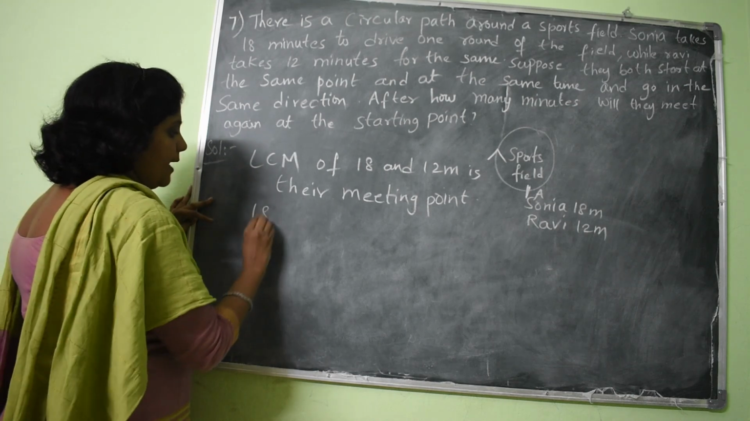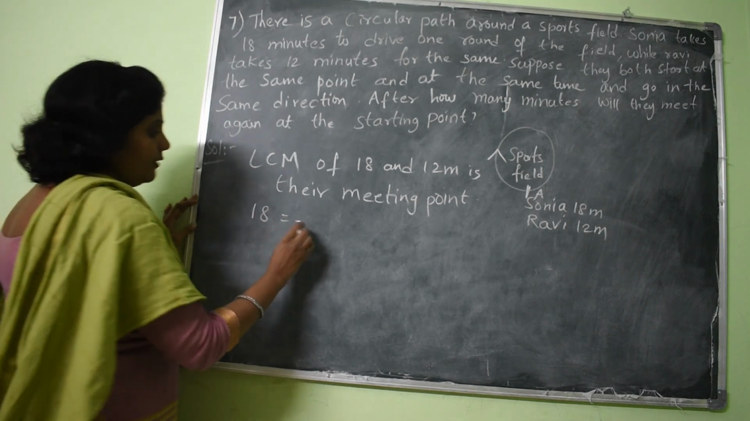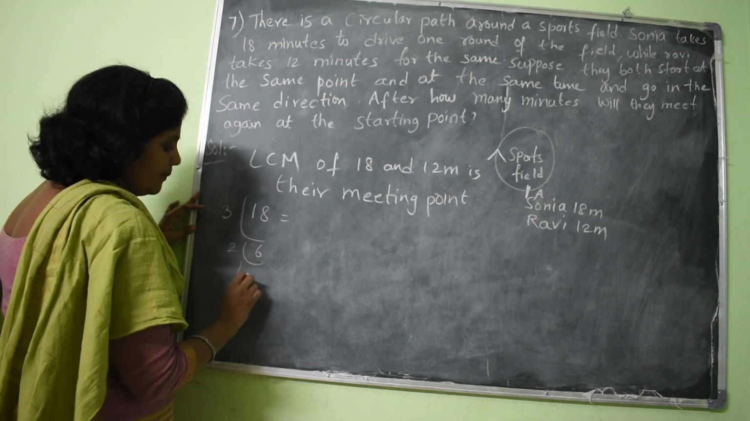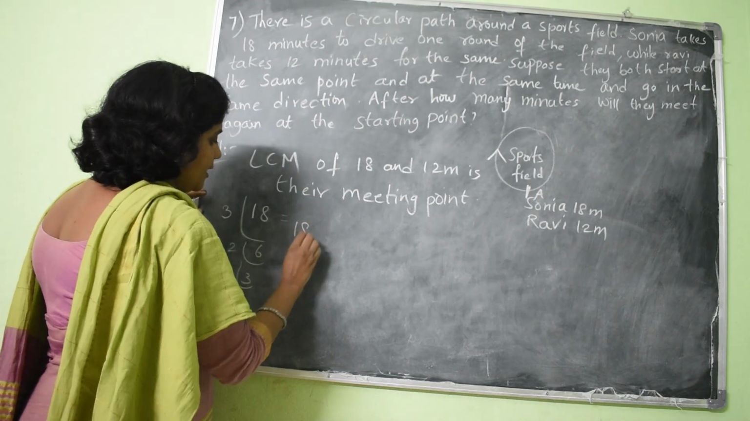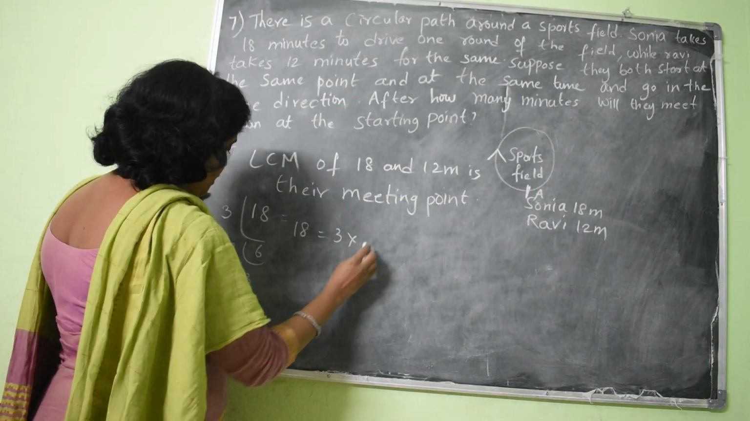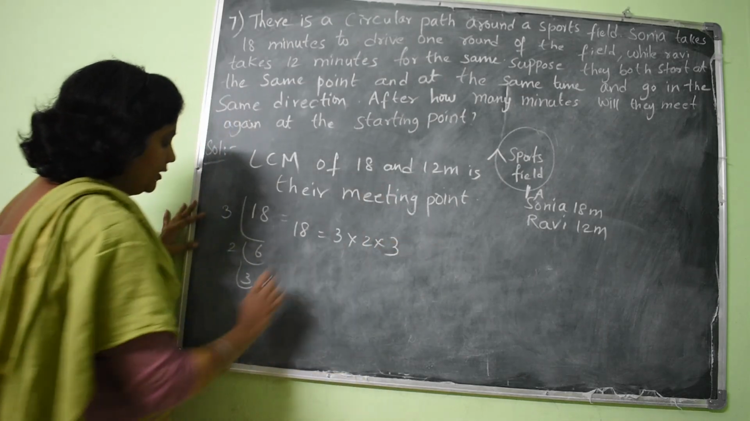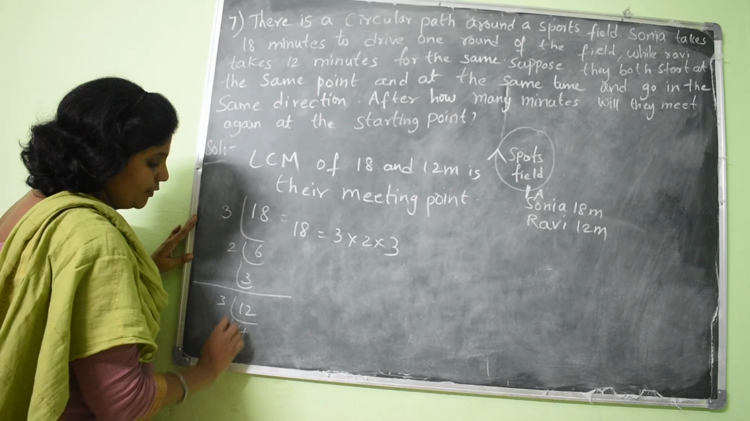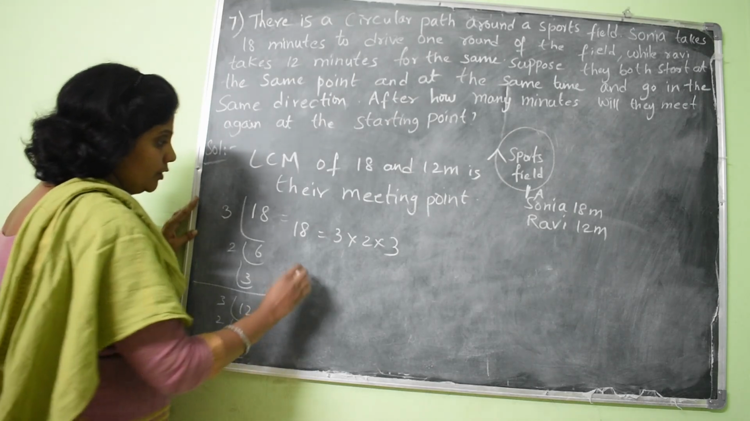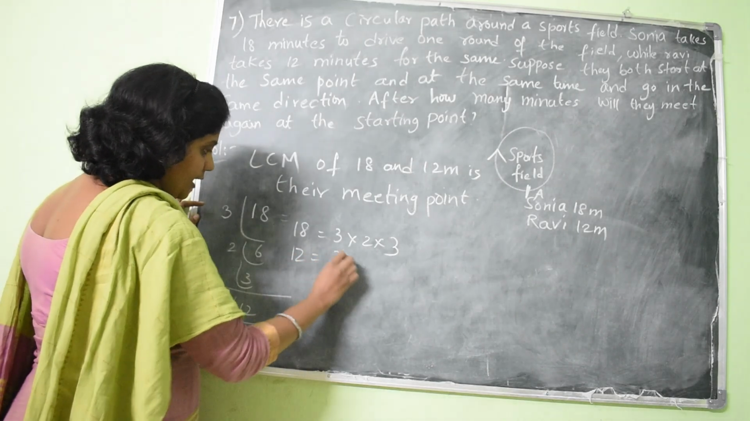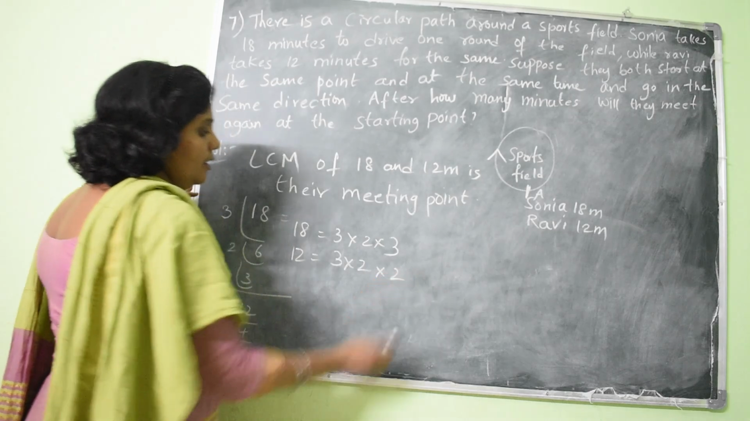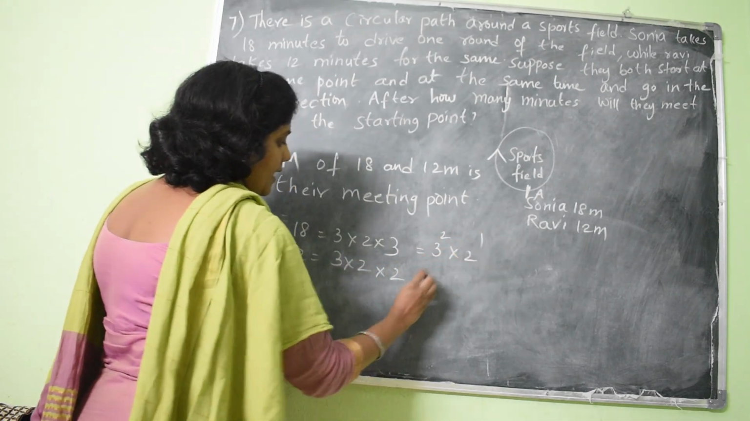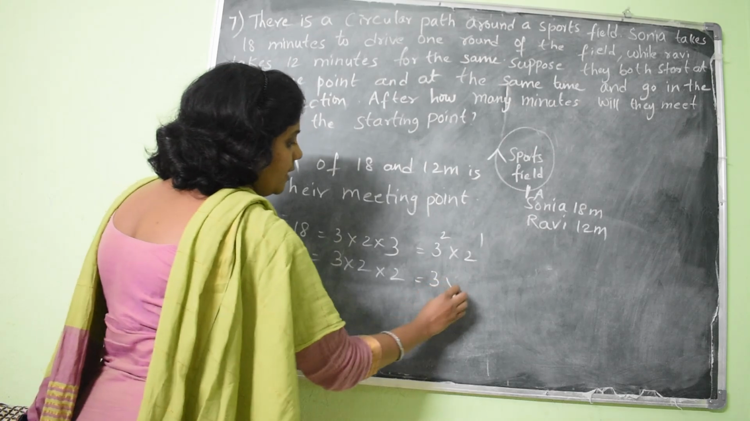What are the prime factors of 18? 3 sixes are 18 and 2 threes are 6. So for 18, the prime factors are 3 × 2 × 3. For 12, what are the prime factors? 3 fours are 12 and 2 twos are 4. So for 12, the prime factors are 3 × 2 × 2. We can write this as 3 squared × 2 to the power 1, and here 3 × 2 squared.